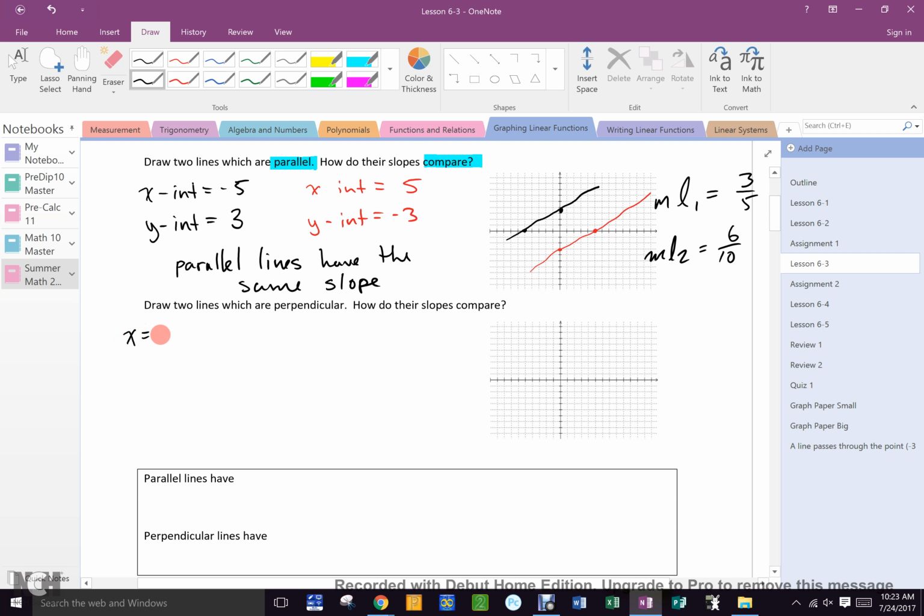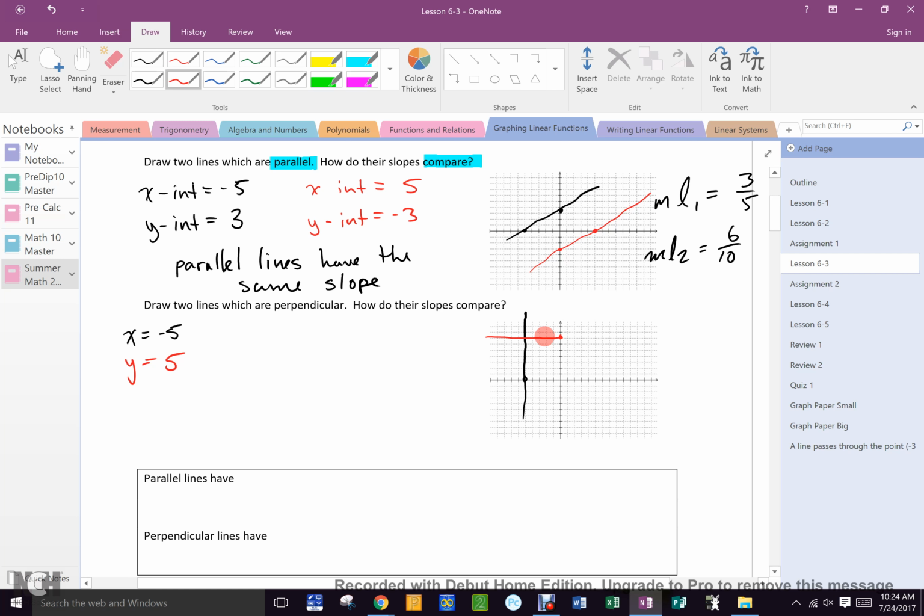X equals -5. How do you draw that line? You go -5 to the left, 1, 2, 3, 4, 5. And what kind of line do you draw there? A vertical line right there, yes? Everybody good? Then draw the line y equals positive 5. How do you draw that? 5 up. And you draw what kind of line there? Horizontal. Is everybody cool with that?